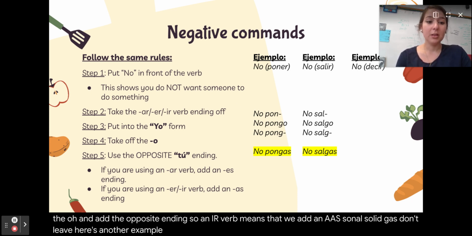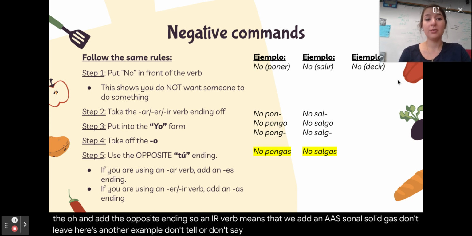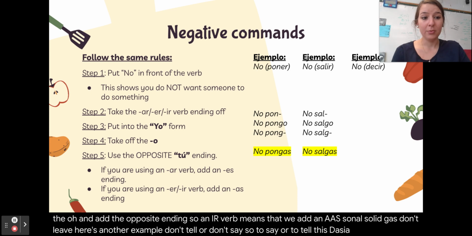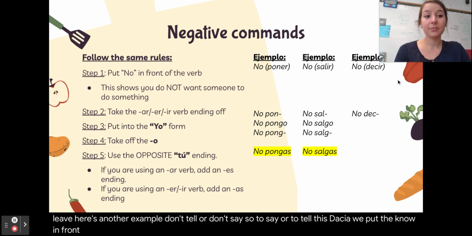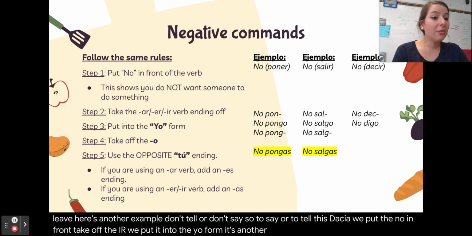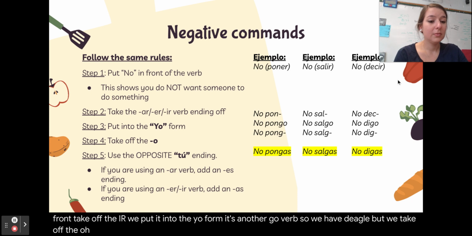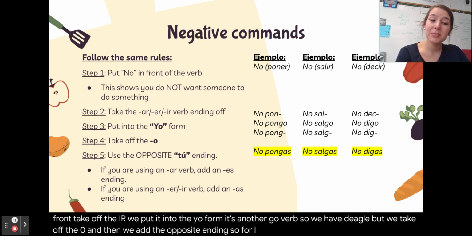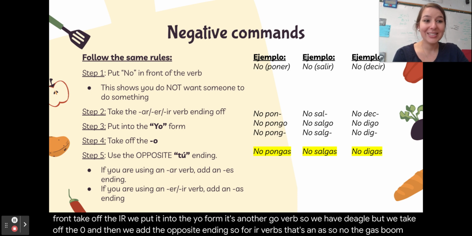Here's another example. Don't tell or don't say. So to say or to tell is decir. We put the no in front. We take off the IR. We put it into the yo form. It's another go verb, so we have digo, but we take off the O. And then we add the opposite ending. So for IR verbs, that's an AS. So no digas. Boom. And it's that easy.